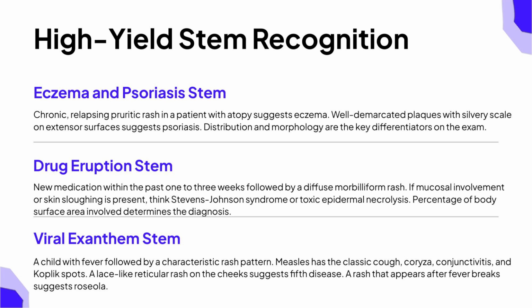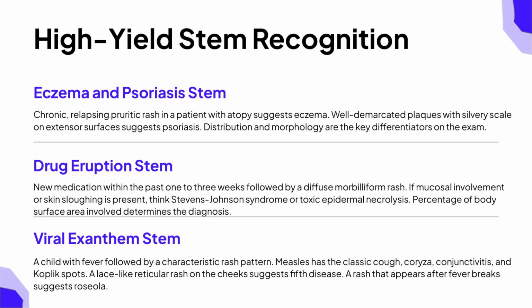Let us review the high-yield question stems you need to recognize instantly. For eczema and psoriasis, the stem gives you a chronic, relapsing, pruritic rash. Check the distribution. Flexural means eczema. Extensor with silvery scale means psoriasis. For drug eruptions, look for a new medication started in the past 1 to 3 weeks, followed by a diffuse, morbilliform rash. The key escalation is mucosal involvement or skin sloughing, which should make you think Stevens-Johnson syndrome or toxic epidermal necrolysis. The percentage of body surface area detachment is what determines the diagnosis on the exam.